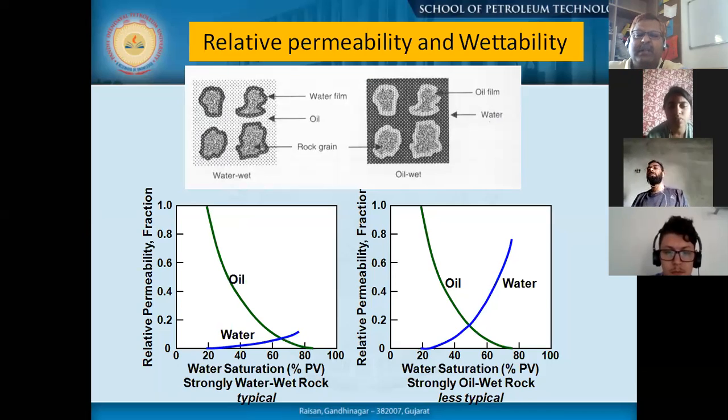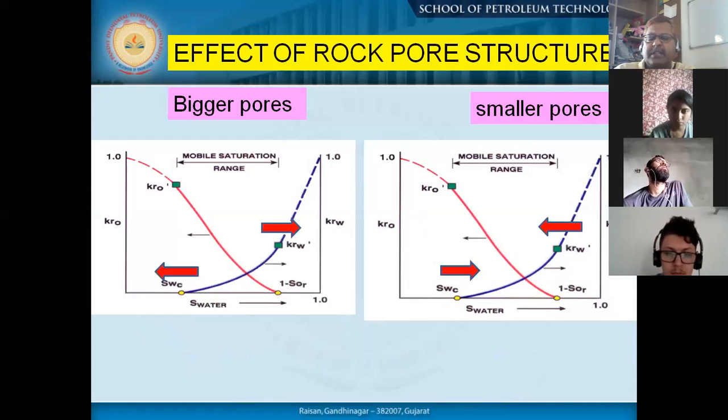In the case of the left side, strongly water wet rock, at 50% saturation you see the water permeability is very low compared to oil. But if you see the right side graph, at 50% saturation, it is more or less the same. So when we are predicting flow with time, we should be careful enough to understand the small pores and big pores. You see how the graphs will be shifting, because in case of small pores, the residual oil saturation and connate water saturation would be higher.